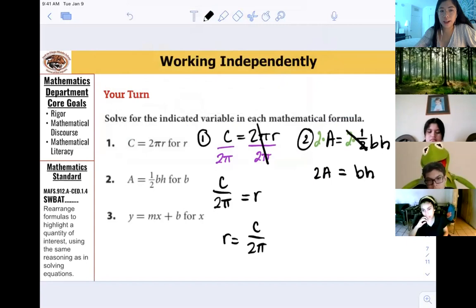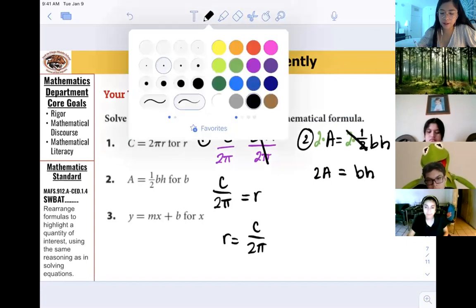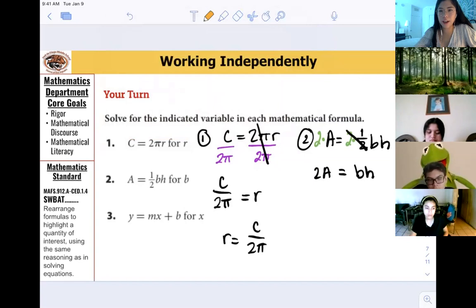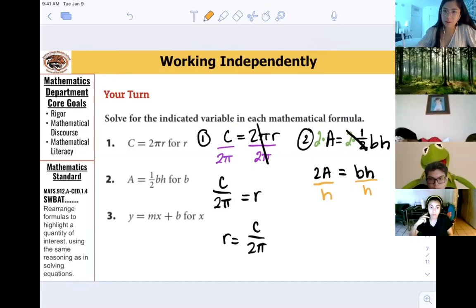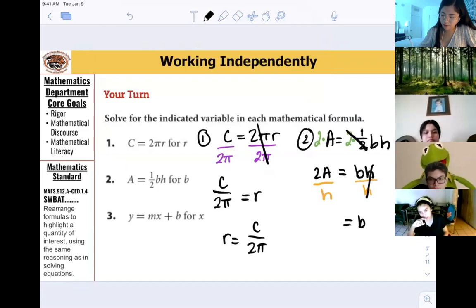So we're trying to get b by itself, very similar to the previous problem. What's holding the b and the h together? Multiplication. Good. So to get rid of it, I'm going to divide. Oh wait, I'm getting rid of the h, my bad. There we go. Divide by h. This way I can eliminate it, and then I have b equals 2a over h. Flipping it over to write it the other way around, and I have my answer.